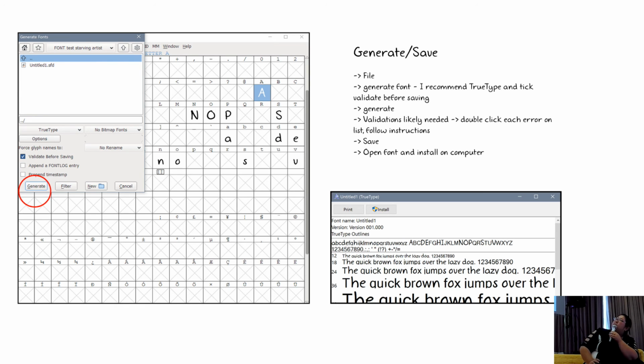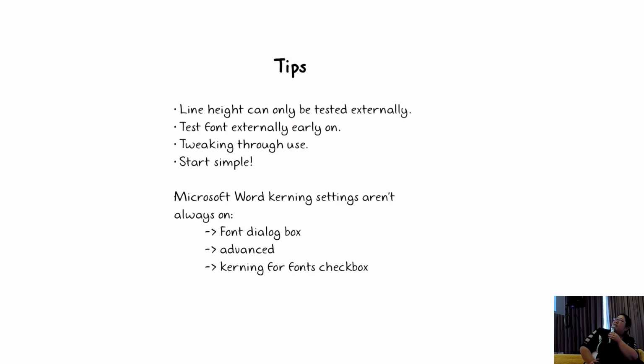And then basically when you've got to this point, you can just go to the file and generate. I would advise ticking validation so you can see what's mainly wrong with it. Follow the instructions, it's pretty clear and self-explanatory. And then once you've outputted, and I advise just for this tutorial to do TrueType font, you go and open it and install it onto your computer and test it out.